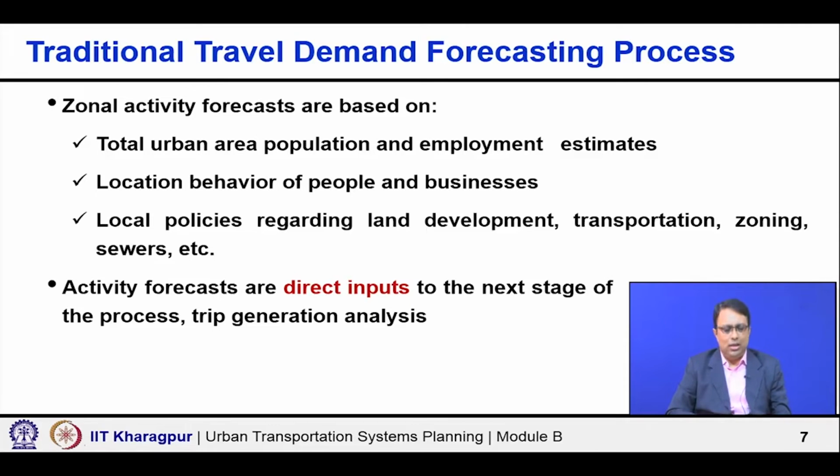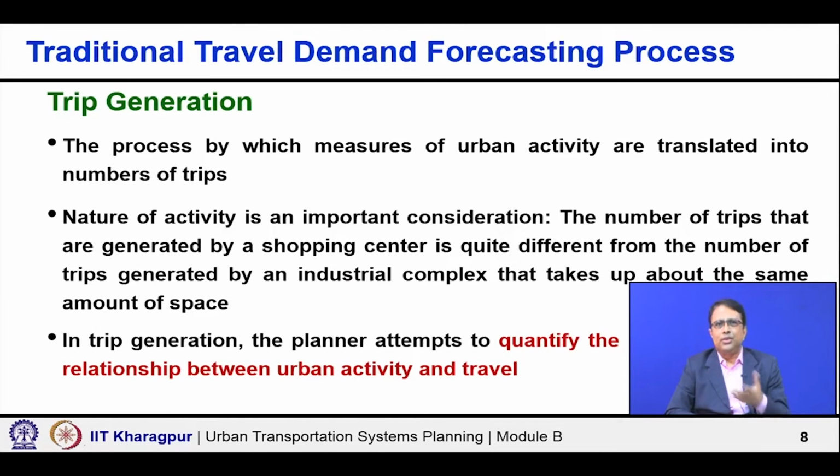So, activity forecasts are direct inputs to the next stage of the process, that is called trip generation analysis. Now, in trip generation analysis, what are we doing? We are taking the activities as an input and we are trying to predict what level of trip generation, how much trip generation. So, we can say trip generation is the process by which measures of urban activities are translated into number of trips, because we are taking input as urban activities distribution, and the output we are getting from trip generation is basically the number of trips in each zone.